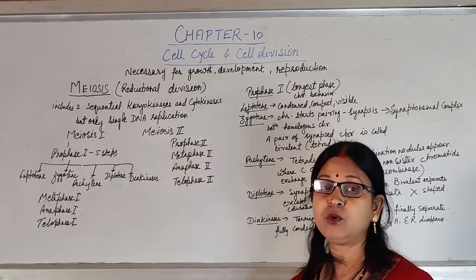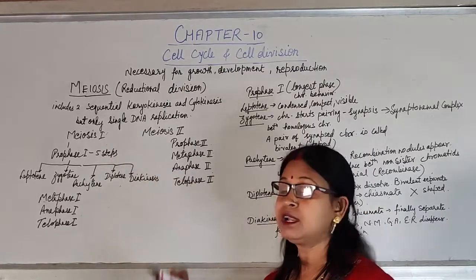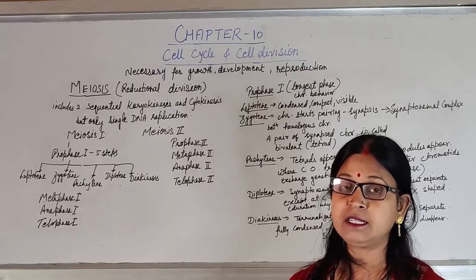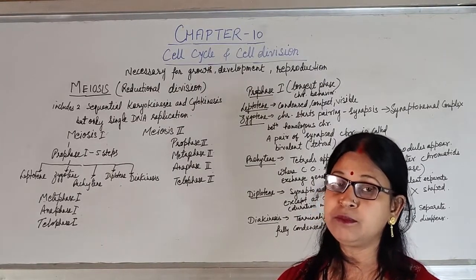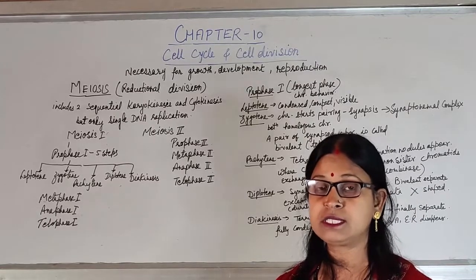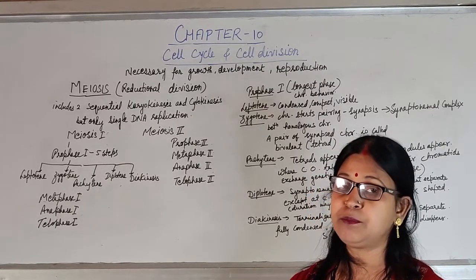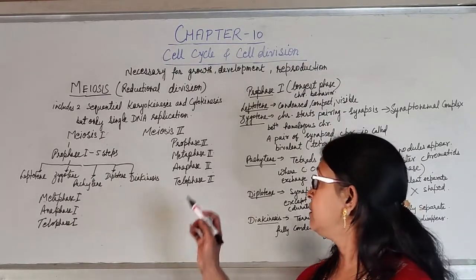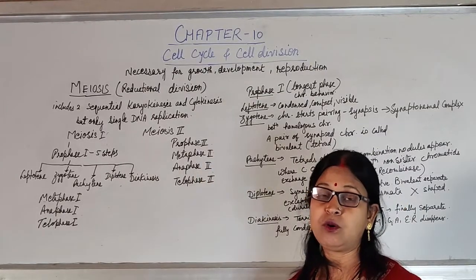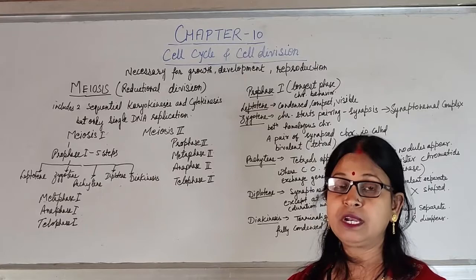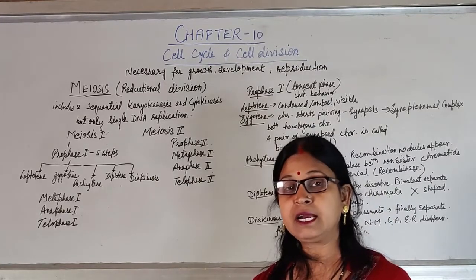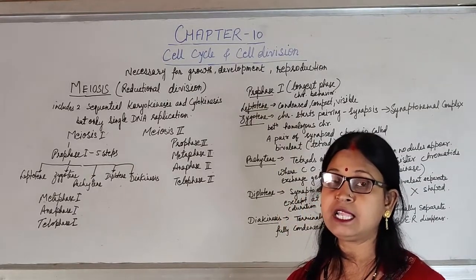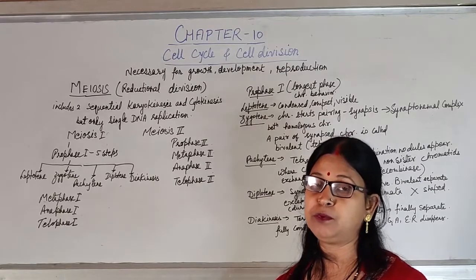In prophase 2, in both the daughter cells of this meiosis 1, the chromatin material will undergo the process of condensation and it will attain the identity of chromosome. The nuclear membrane, nucleolus, then endoplasmic reticulum, Golgi apparatus, all will disappear. Spindle fiber will start forming, and then it will enter into the metaphase 2, where all the chromosomes' kinetochores will get attached with the spindle fiber and get aligned at the equatorial plate, attached with the spindle fibers coming from two opposite poles.